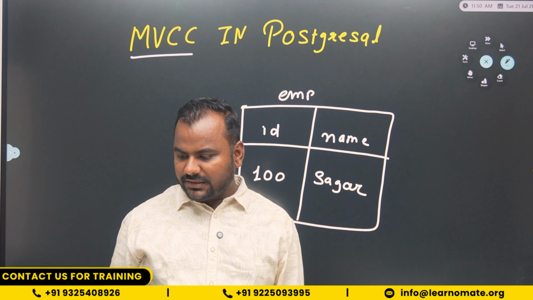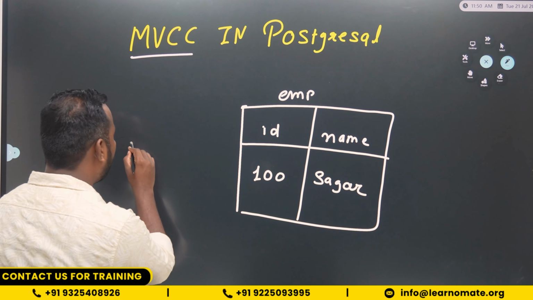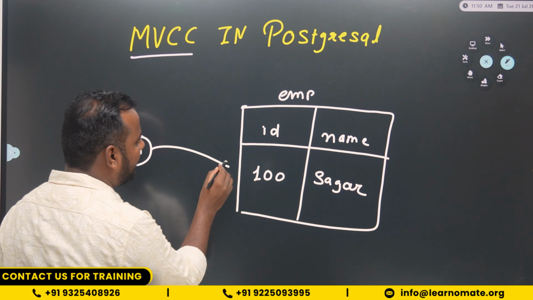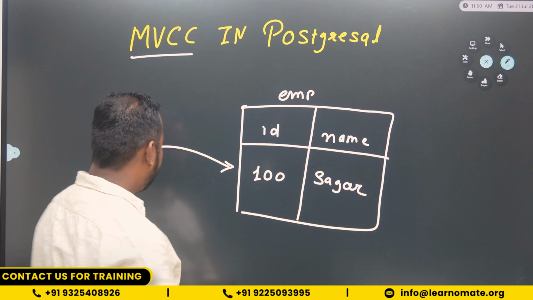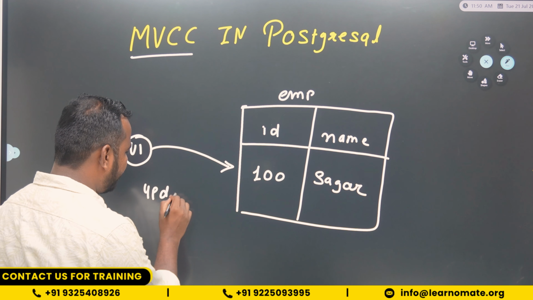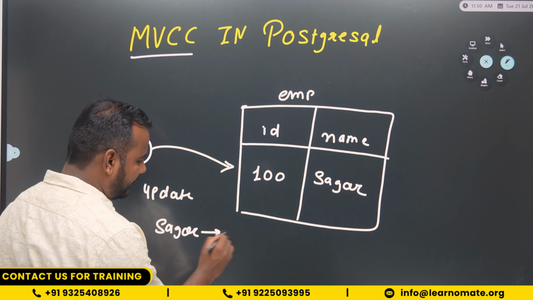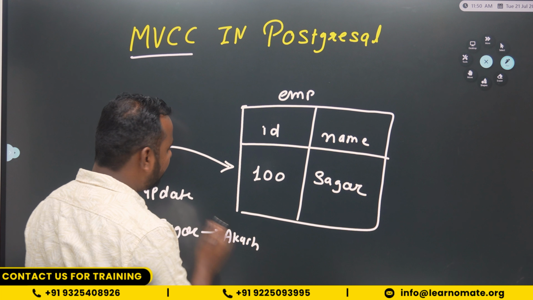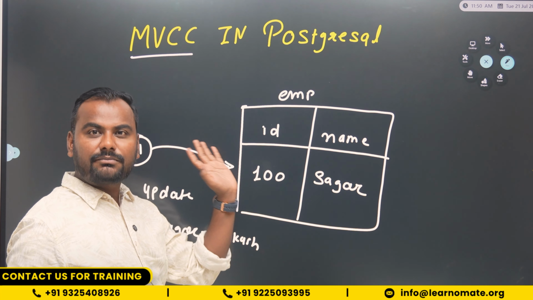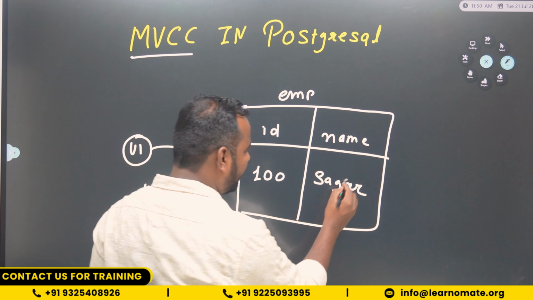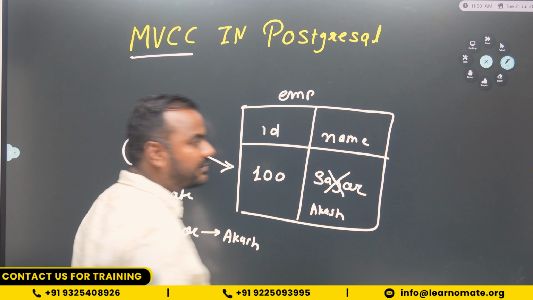Now consider a situation that there is a user one. He got connected to the PostgreSQL database, and he is trying to update Sagar with, let's say, Akash. He fired the command. User one got connected to the employee table and is trying to update Sagar with Akash.